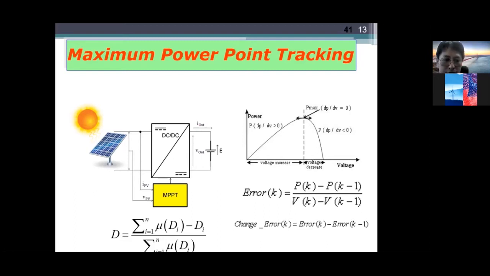And then the output of the maximum power point tracking is actually a duty cycle. That duty cycle can be computed by this particular formula. This formula was actually obtained from fuzzy logic systems. It is the summation of mu d over the summation of mu, wherein d is the duty cycle of your system.